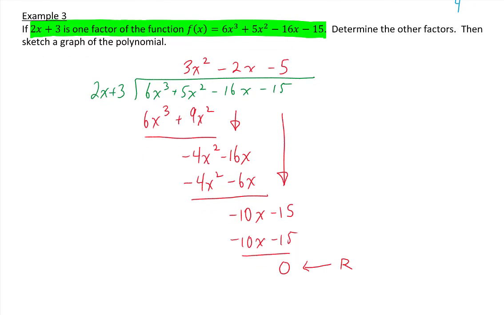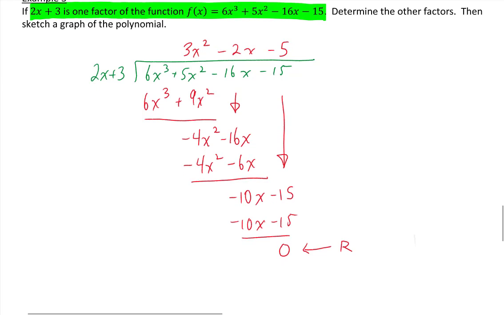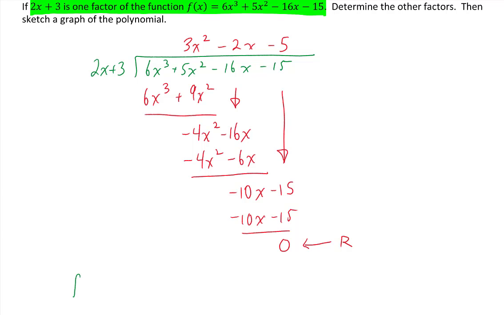So this tells me that 2x plus 3 is a factor of the f of x. That means right now that f of x is equal to 2x plus 3 times 3x squared minus 2x minus 5.